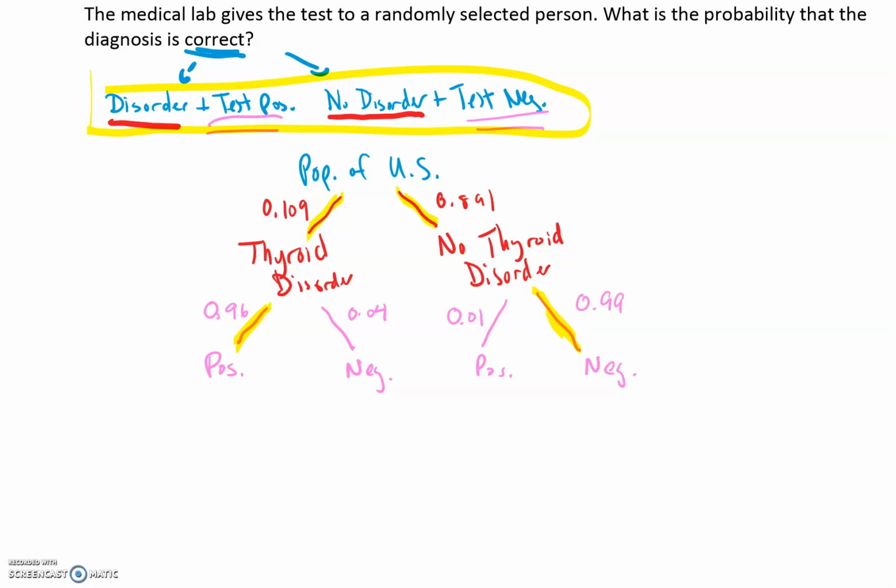disorder and test positive, or you have no thyroid disorder and test negative. So let me just use letters here to break this up, so I don't have to write everything again. I'm going to call A thyroid disorder. So not A is no thyroid disorder. B is a positive test result. Negative is not B.